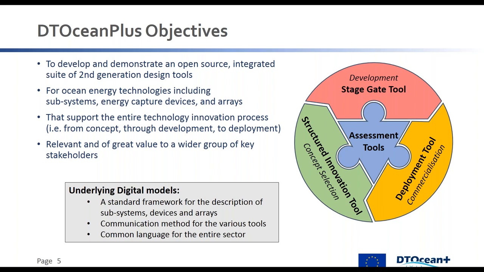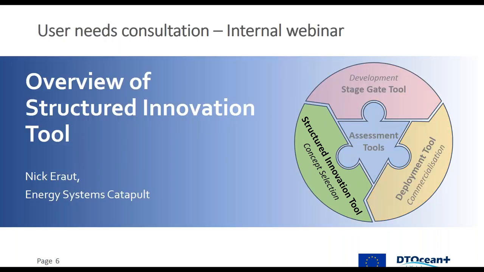This goal will be achieved using the tools that we have in the figure. We have the Structured Innovation Tool for concept selection, then we have the Stage Gate tool for technology development, and we also have the deployment tool to reach commercialization. These tools are interconnected by a set of assessment tools. And these links will be possible thanks to the underlying digital models, which will provide a standard framework for description of ocean energy systems. These digital models will also be the communication method for the tools, and they will develop a common language for the whole sector.